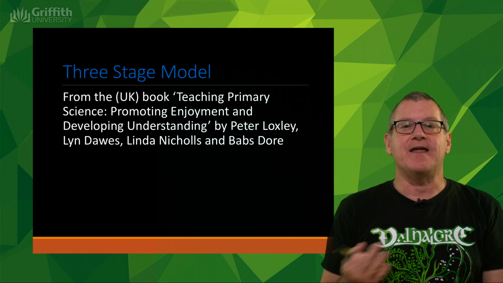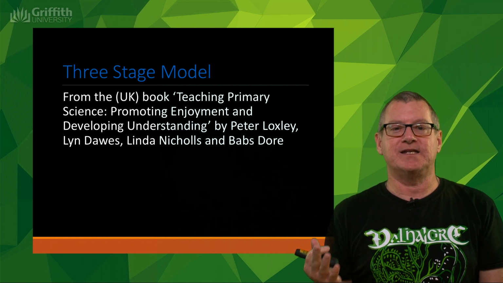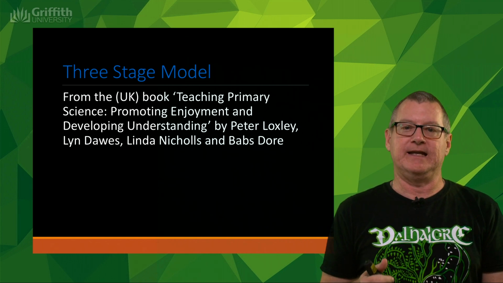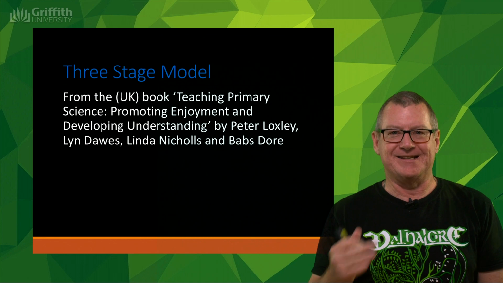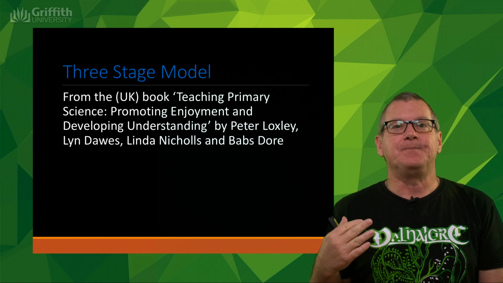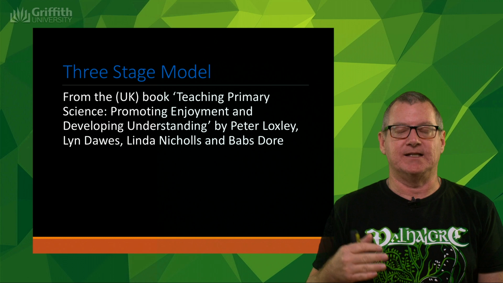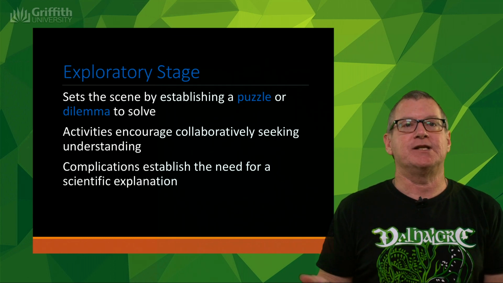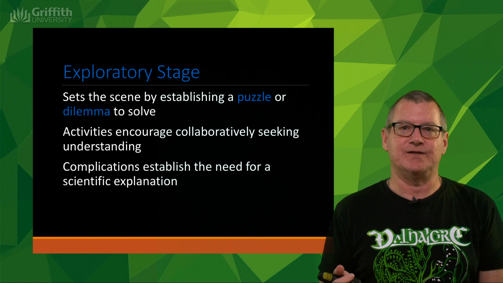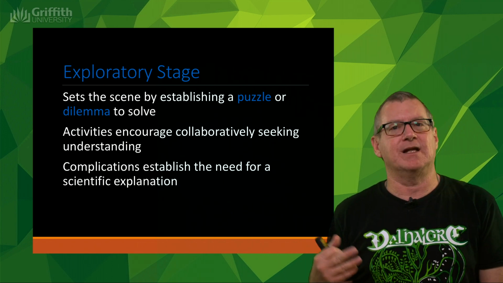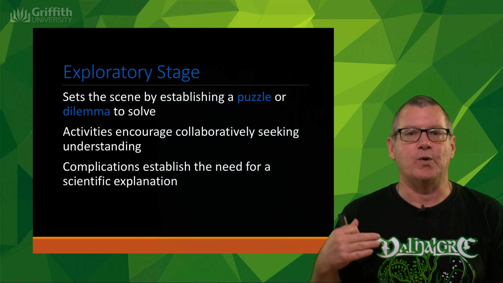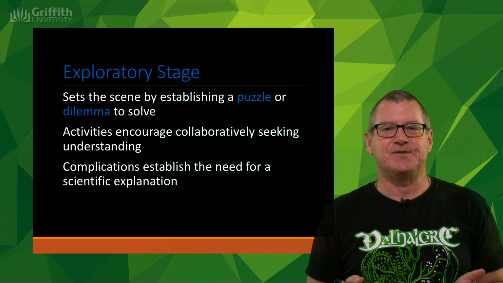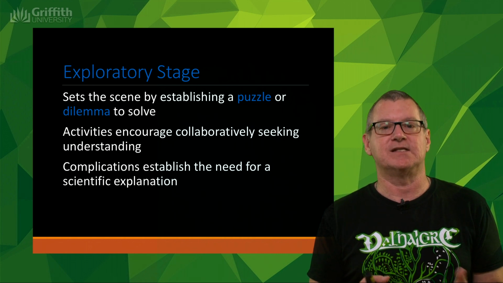Okay, so this is another model. The 5Es was the first model we talked about. This model is from a primary science book from the UK by Loxley, Dawes, Nichols and Dorr. I'm going to say Loxley et al. because it's a mouthful. And although it's a primary book, it's still a model that's relevant for us and it's useful. So exploration establishes the puzzle or the dilemma. This is like the engage phase essentially. It's like the engage and explore phases. So it's setting up the question and doing some preliminary investigation. You can see the parallels already with the 5Es. This is the first stage.